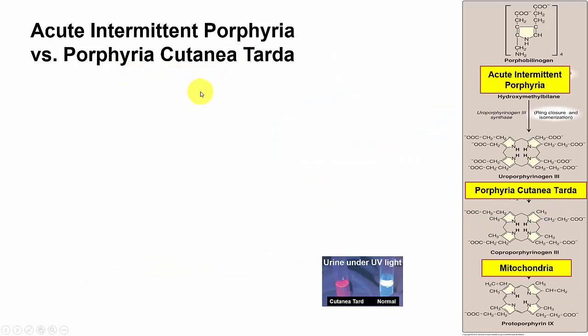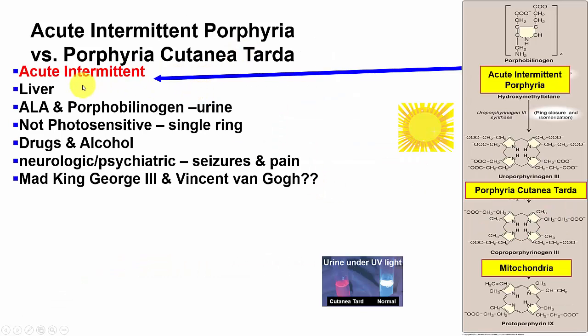Acute intermittent porphyria. Acute intermittent porphyria is mainly a liver disease, and you find ALA and porphobilinogen in the urine. So you see the initial product and the porphobilinogen in the urine. It's not photosensitive. This compound is just a single ring, so it doesn't absorb UV light. It's not conjugated like this one is. This one absorbs light.